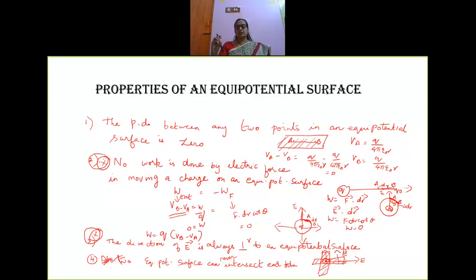The third point is the electric field. The electric field at an equipotential surface is always perpendicular to it. And the fourth one is that two equipotential surfaces can never intersect with each other. Okay, so these points are discussed in your textbook, children, which is considered to be very, very important. So go through these points.